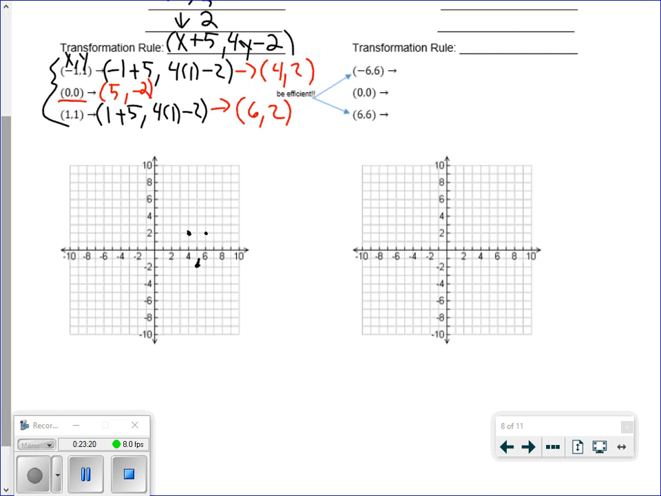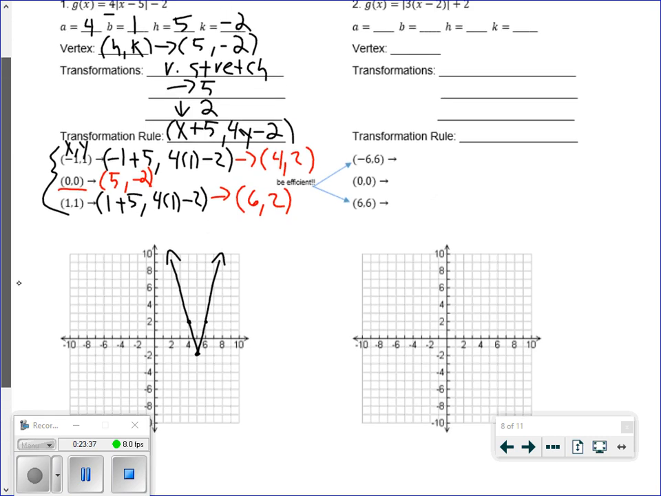And this is not going to be very pretty. My smartboard isn't very synced. But it's going to look something similar to that, right? It's going to be a narrow V because we have a vertical stretch, and we move the vertex to the right 5 and down 2.